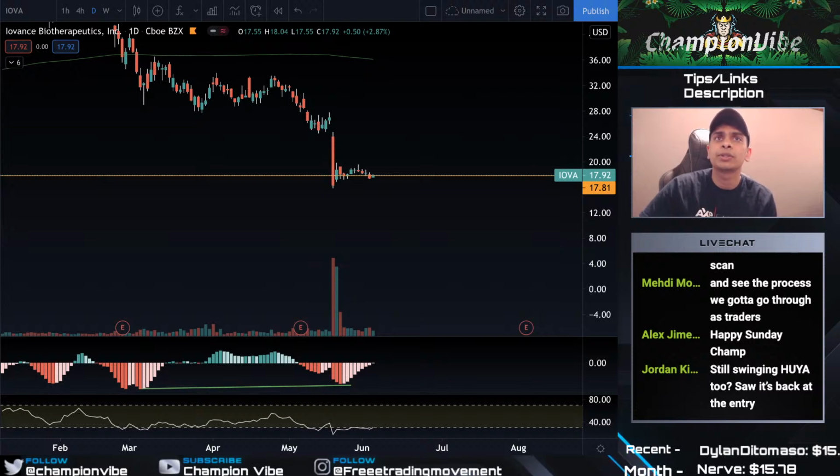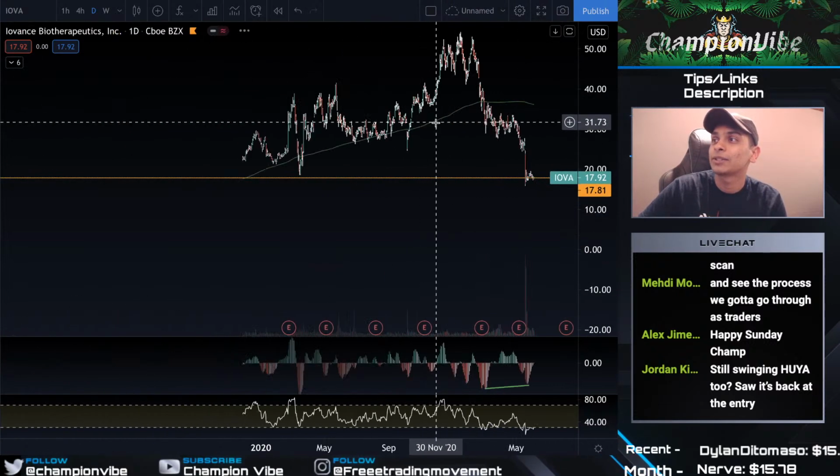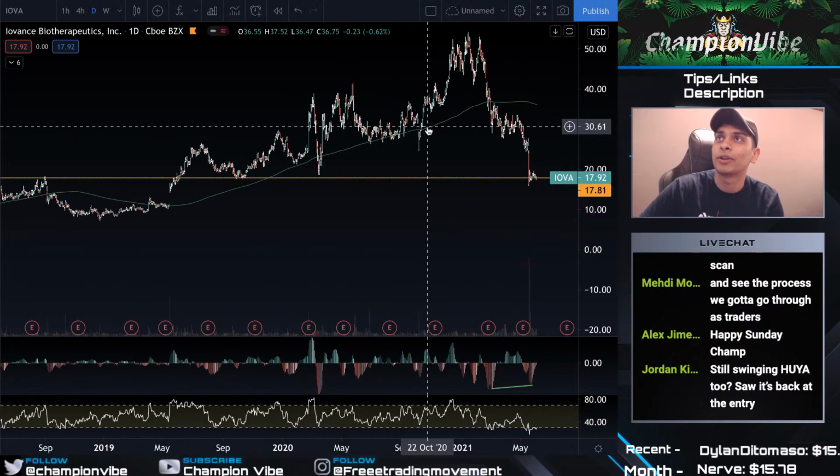They're regular setups. Still swinging HUIA. Yeah, that one's being a little bit funny. Just running up 5%, dipping back down to the entry. We'll see what happens, but that pretty much completes my boring half hour of scanning, which I was hoping for a lot more from but couldn't find some.